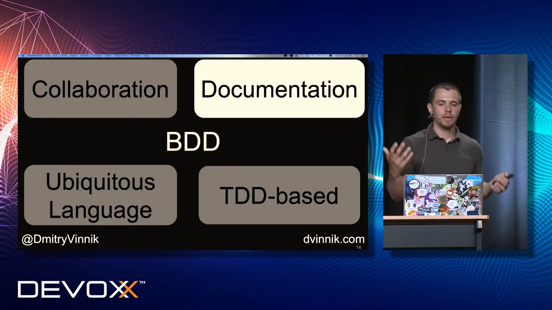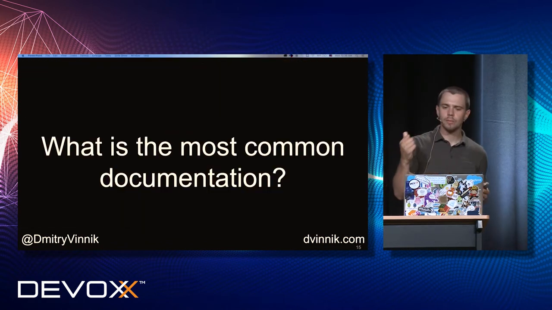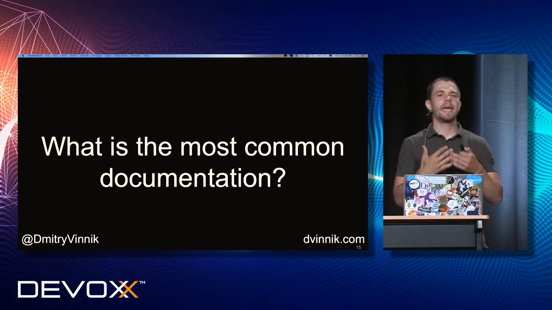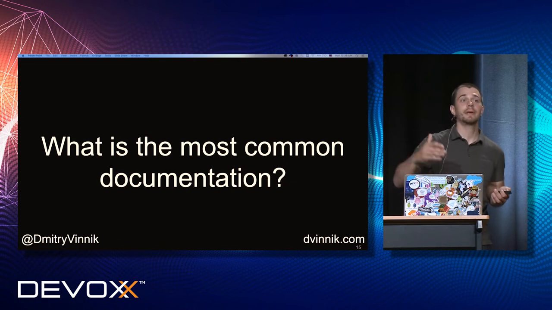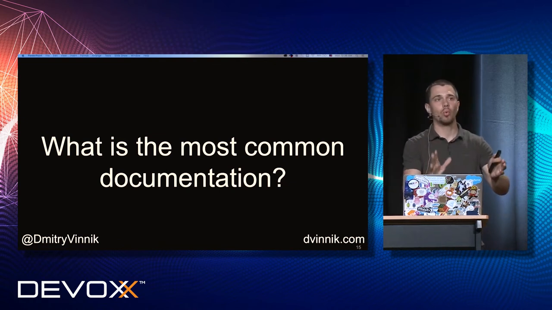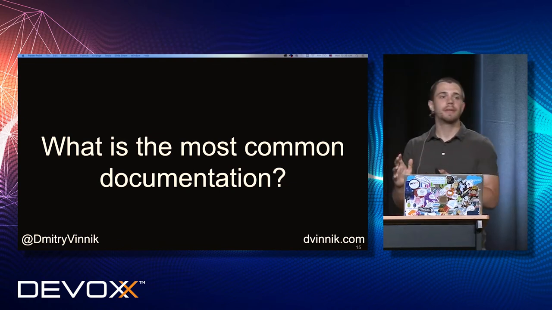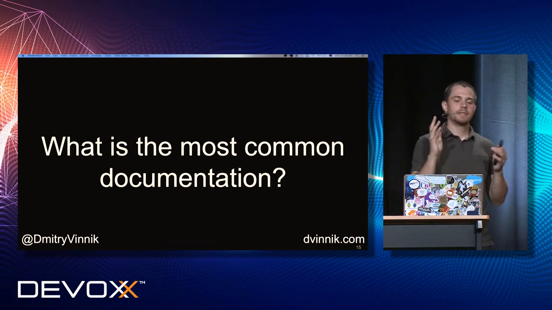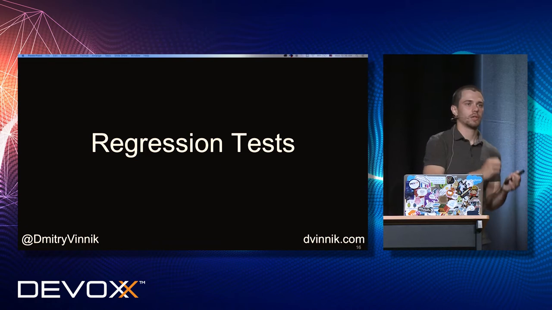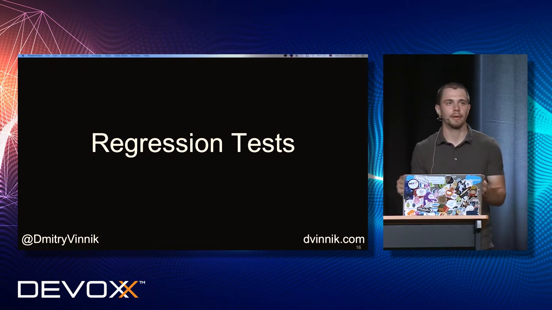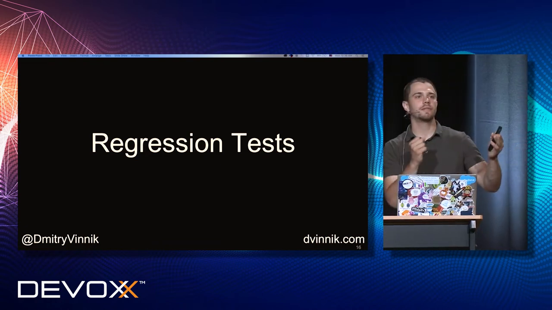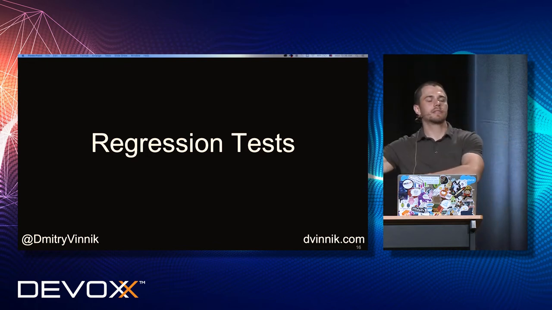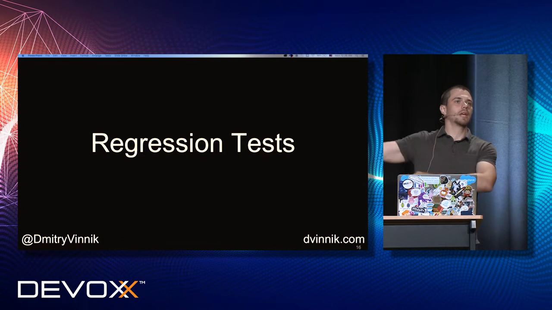In terms of documentation, again, what's the most common way to document our software? We hate writing documentation, especially maintaining it. It might be fine to write it once, but to update it, or even updating Javadocs, the comments, is a nightmare on its own. It's the regression tests that often are used as a way to document. If someone asks you, how does this feature work? You say, take a look at the tests that are running against this production application. They'll tell you how it works.